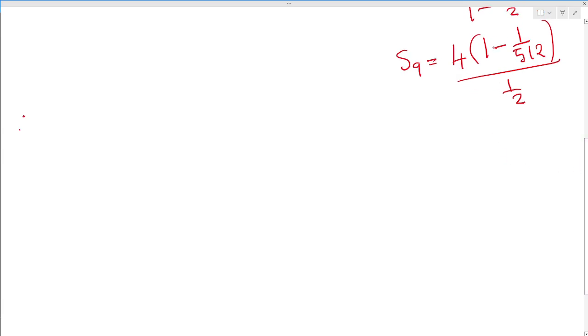So we continue solving. Inside the brackets, we have 1 minus 1 over 512. If I remember from last year, the time we were revising these questions, it should give us 511 over 512. Let's try. 1 minus 1 over 512. Yes, 511.